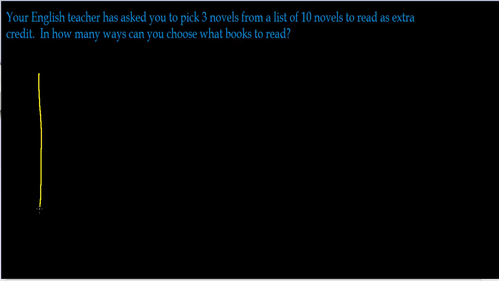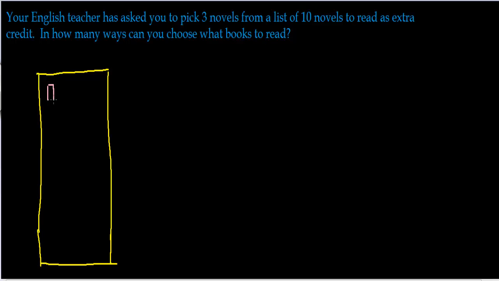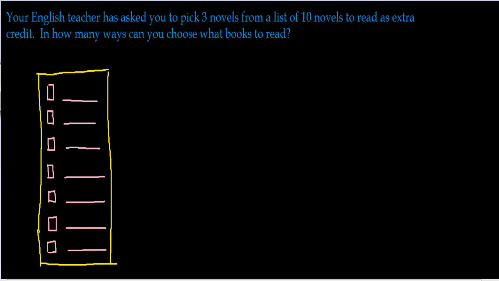I'm going to draw this list of 10 novels, and she's giving you a checklist, and you have to check off the 3 novels you want out of the 10. You get the idea. They're check boxes, and next to the check boxes I have the novel titles. And 1, 2, 3, 4, 5, 6, 7, you get the idea, etc. This list goes on.